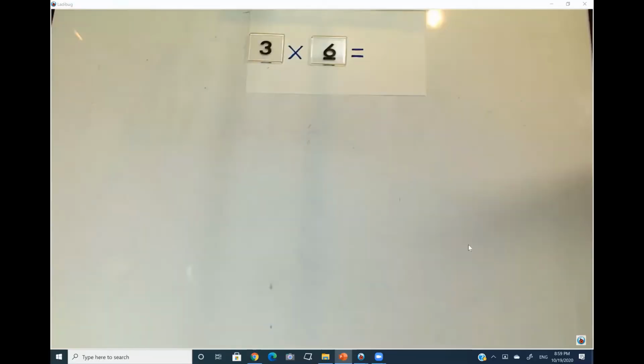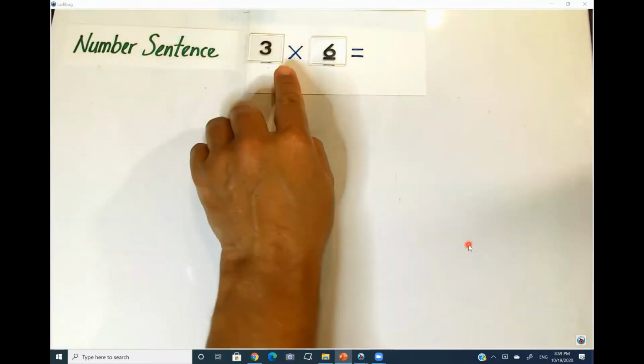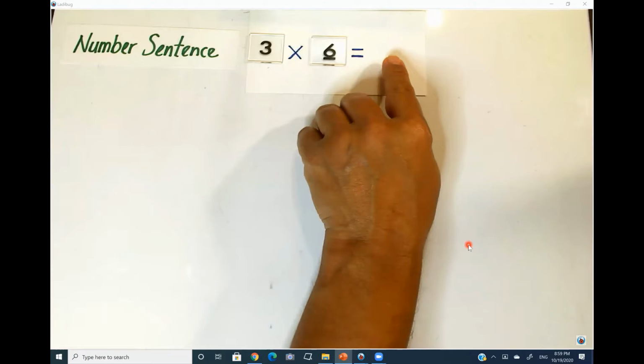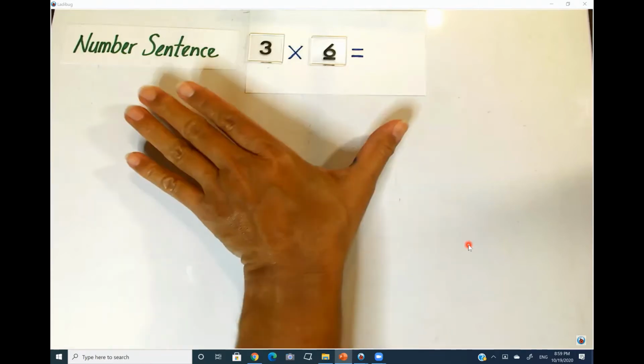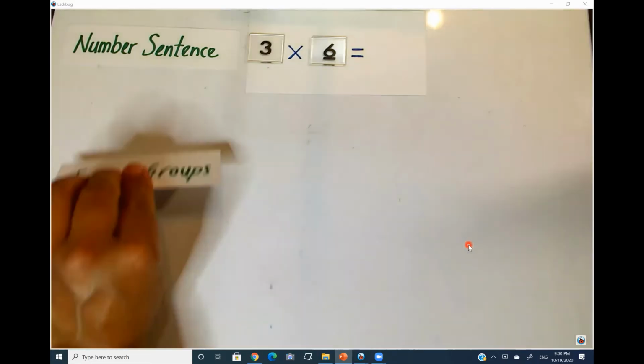The simplest form to do a multiplication is a number sentence. We have two factors, 3 times 6 equals a mystery number that we still don't know. To find this answer, we're going to represent this multiplication in different ways. The first representation is going to be equal groups.